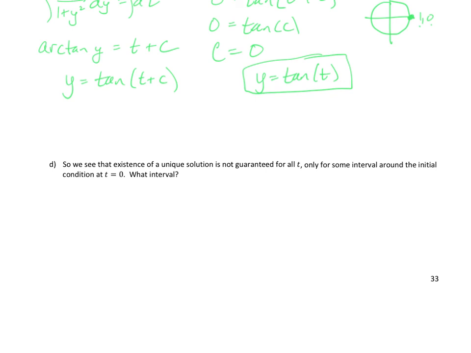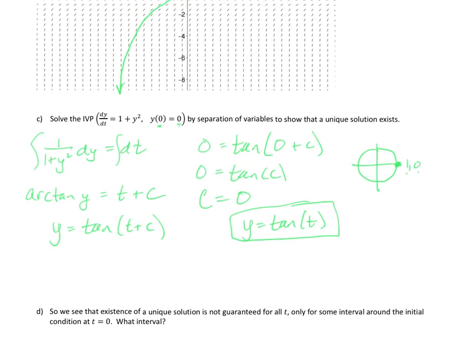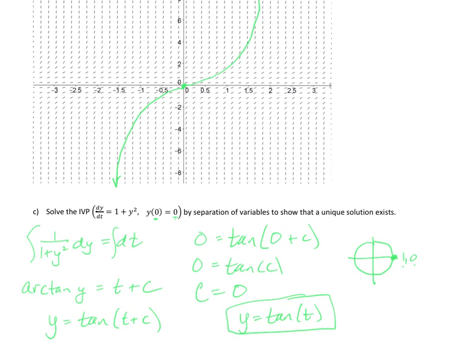Okay, so there is a unique solution. We found it, it exists, and it's unique, but it is not guaranteed for all t. The theorem guarantees that a solution through the given initial condition exists and is unique, but that it doesn't exist for all t, only for some interval around the initial condition. And in this case, that interval is negative pi over 2 to pi over 2, because that's where the graph of tangent exists.